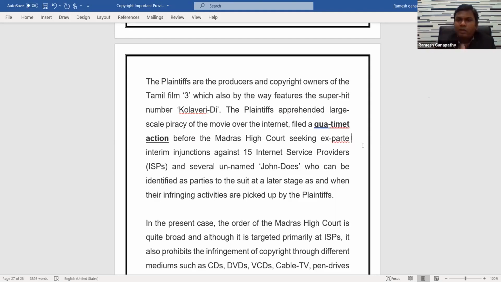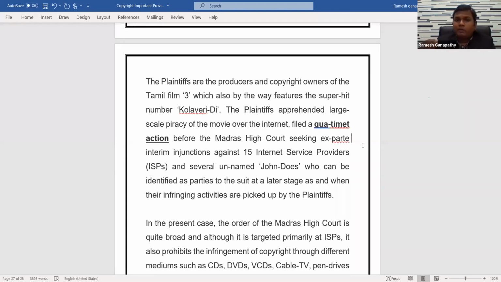Similarly, even in a movie case, we know that these companies or these websites are going to release it, and they have all the belief and apprehension. It is called quiet time action. Quiet time means even before the action started. That is the beauty of the John Doe order and the IP here.